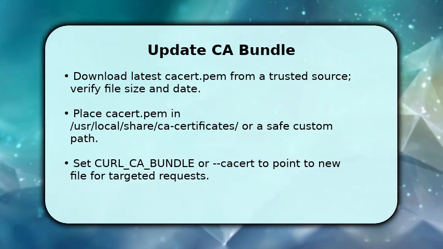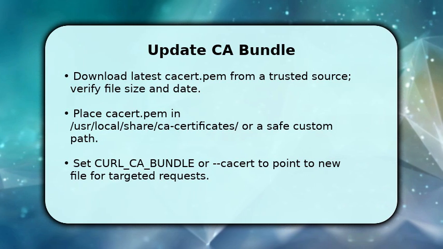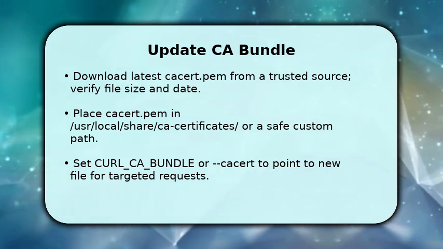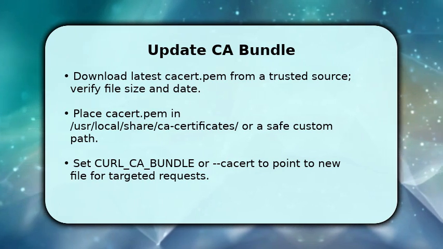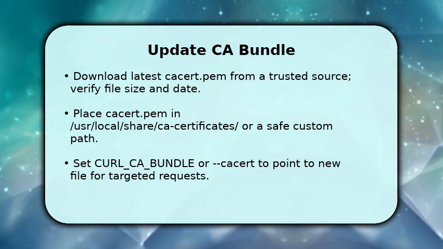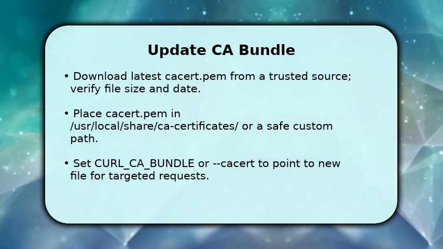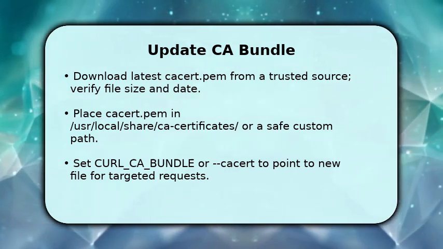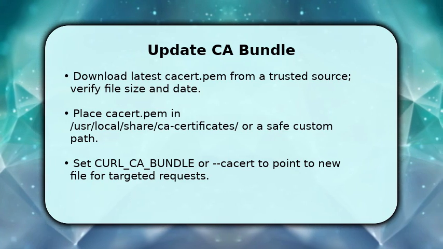Then set the environment variable CURL_CA_BUNDLE equals /path/to/cacert.pem or add --cacert /path/to/cacert.pem to your curl command. This ensures curl uses the updated routes immediately. Make sure to restart shells or services that cache SSL settings so the change takes effect.